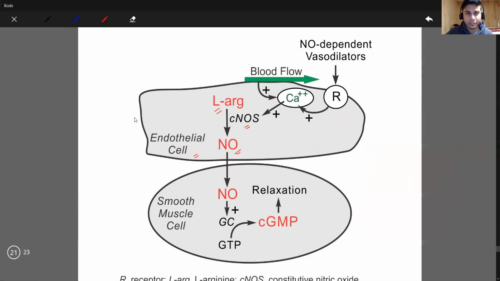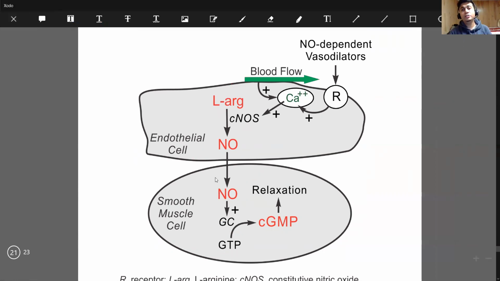And from this endothelial cell, this nitric oxide will pass through to the smooth muscle cell of the blood vessel, where it will stimulate the guanylyl cyclase, and that guanylyl cyclase will convert the GTP into cGMP. So nitric oxide works through the guanylyl cyclase that converts the GTP into cGMP, and this cGMP leads to relaxation of that blood vessel. How is it relaxed?